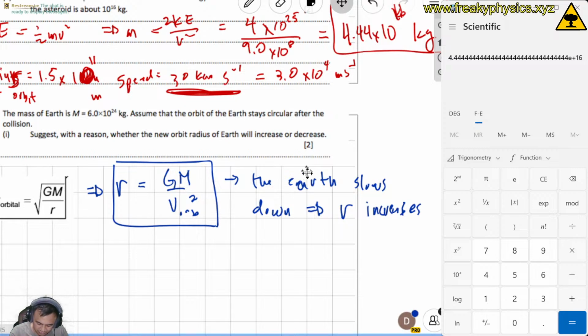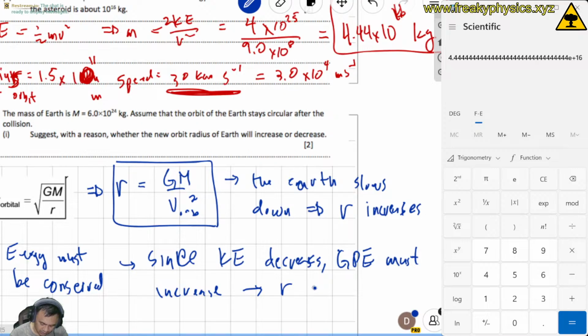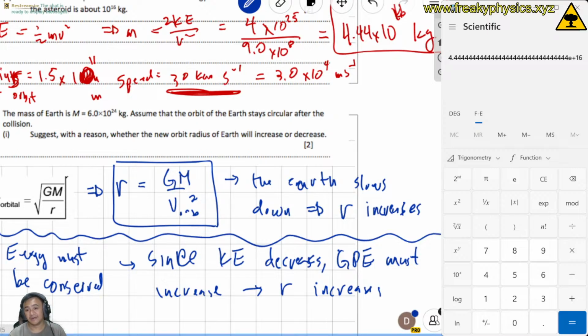So this is one possible approach. The other possible approach is energy, as we said, so we'll just note that here: energy must be conserved. Since KE decreases, the gravitational potential energy must increase, and for this to happen, R increases. So either one of those solutions should work.